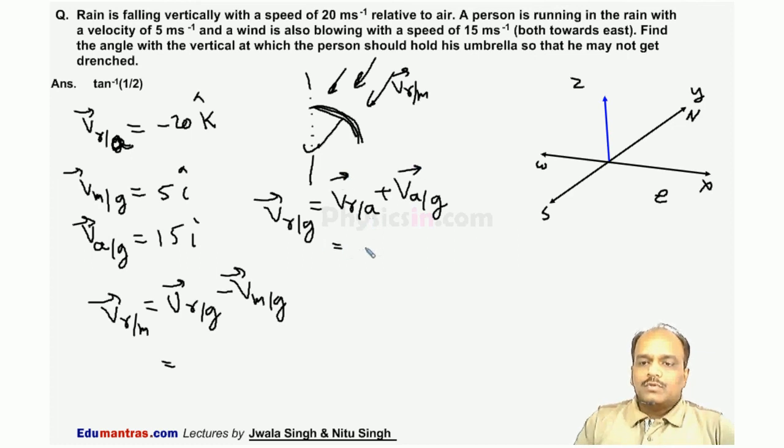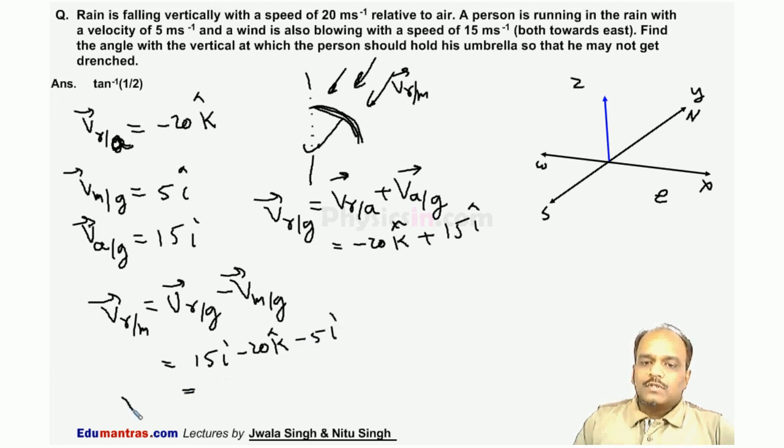The velocity of rain with respect to air is minus 20 k cap and the velocity of air with respect to ground is 15 i cap. So I will write here 15 i cap. So the velocity of rain with respect to ground is 15 i cap minus 20 k cap, minus the velocity of man, which is 5 i cap. So the velocity of rain with respect to man is 10 i cap minus 20 k cap. So this theta.